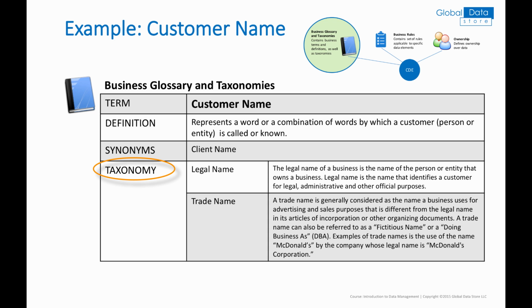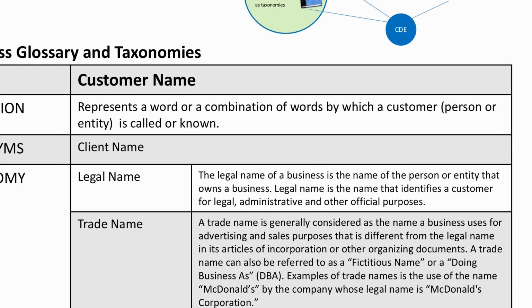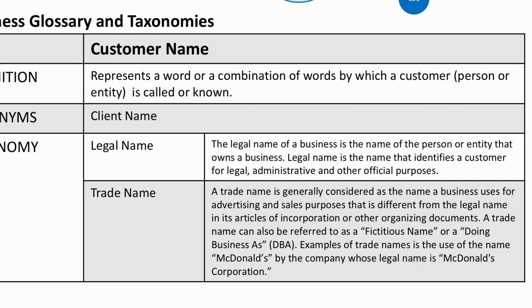Taxonomies. Customer name can be referred to in two contexts: as a legal name, or trade name. The legal name of a business is the name of the person or entity that owns a business. Legal name is the name that identifies a customer for legal, administrative and other official purposes.